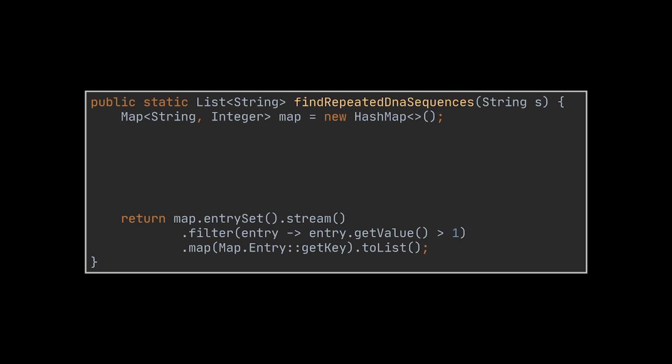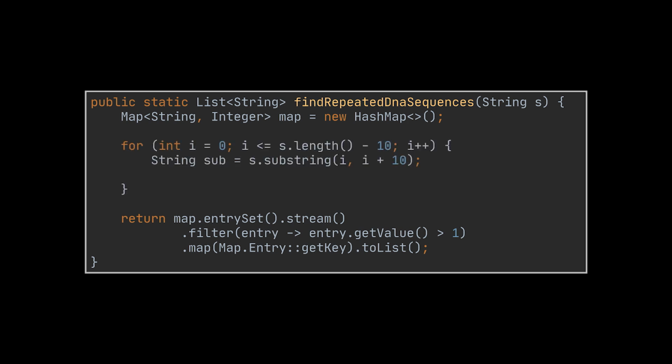In this implementation, we do this with the help of Java streams and the filter method. Now, to actually populate this map, we will need to iterate over every possible 10-letter substring in that string and store the substring as a key in the map. If that key already exists, then we retrieve its value instead and increment it by 1.